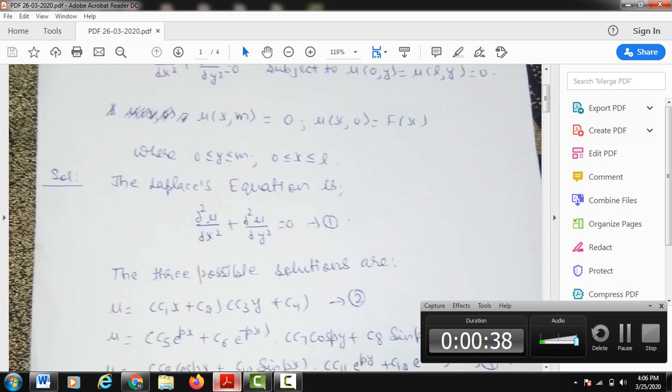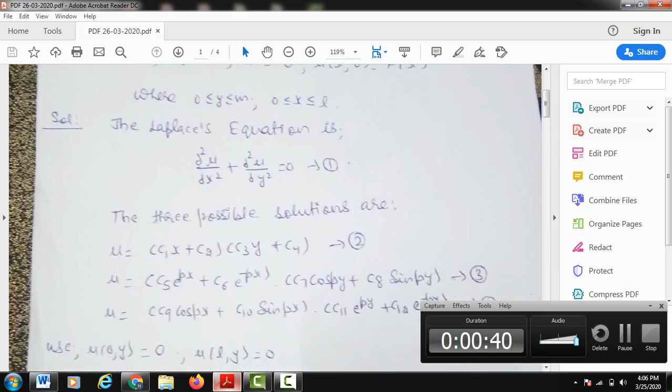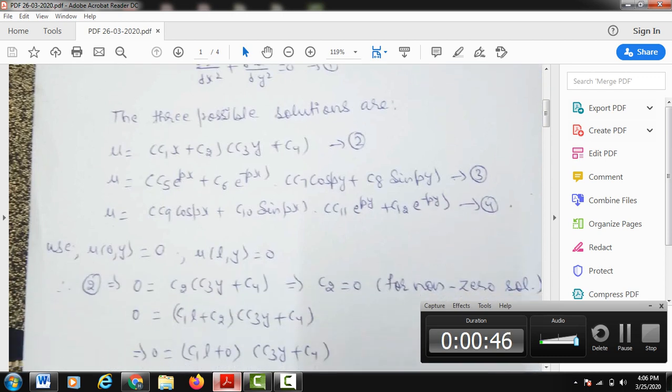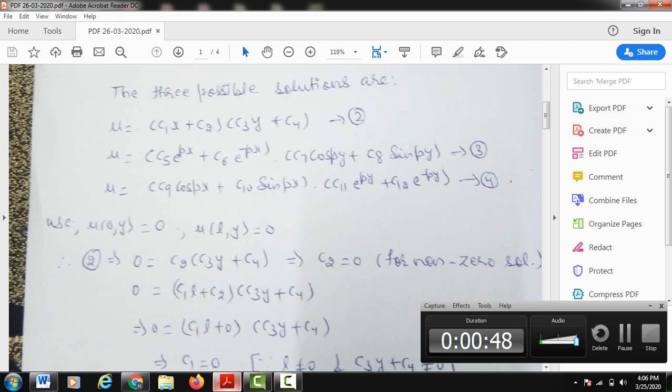First of all, we have the Laplace equation given as this, and the three possible solutions from the derivation that we discussed in yesterday's lecture. They are given by equations 2, 3 and 4. Now I will use all the given conditions one by one for these three solutions, and I'll continue with the solution which is feasible with these boundary conditions.